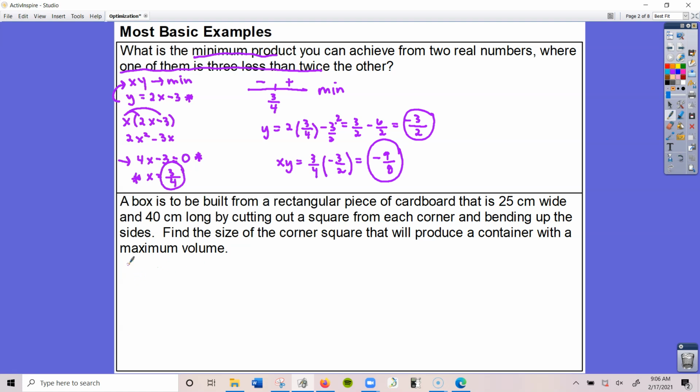So I'm going to draw a picture so you can kind of understand this a little better. Here is my rectangle. We are going to cut a square piece from every corner.